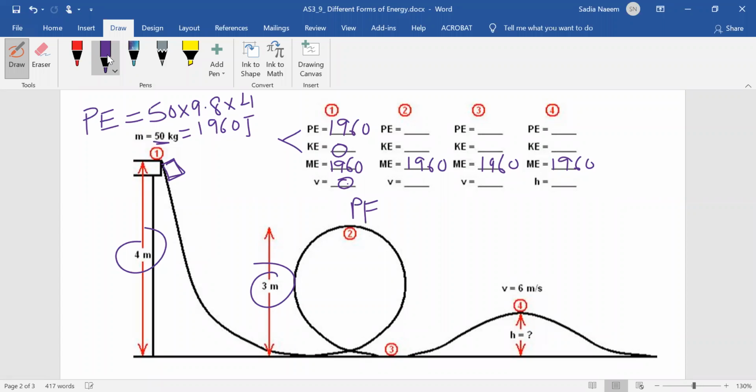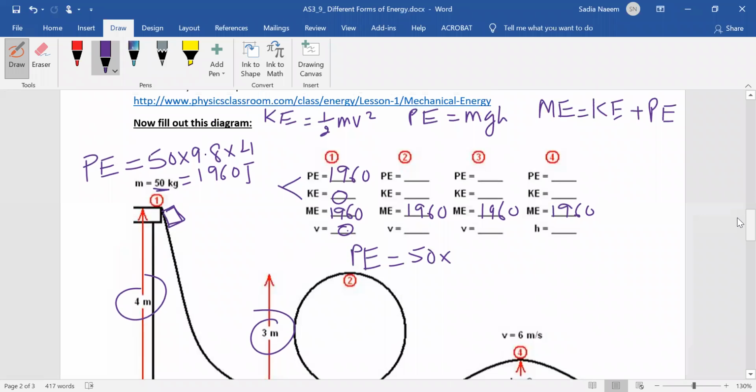Potential energy is mgh, which is 50 times... I have those formulas at the top. Let me see if I can make them visible. There we go, there's the potential energy formula. M times g times h, and that is, what did we say, 1470 joules. So let's put that in our table.